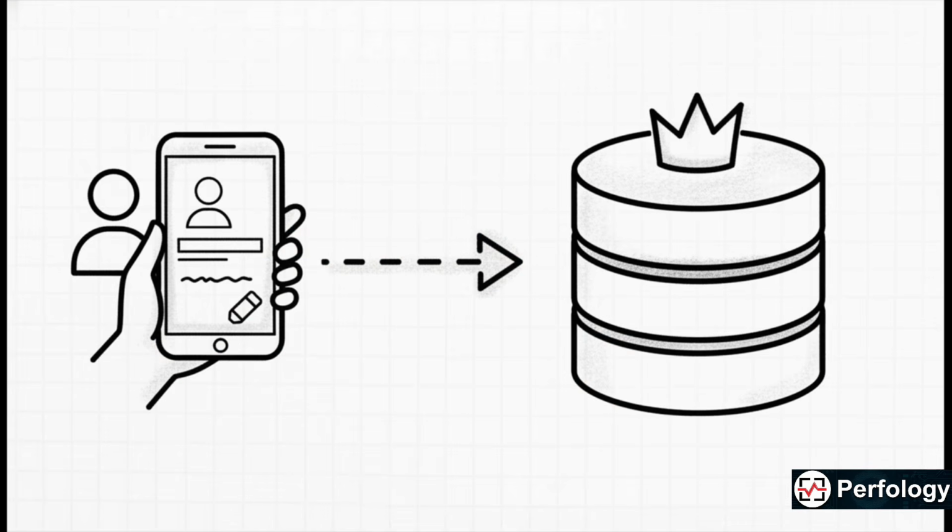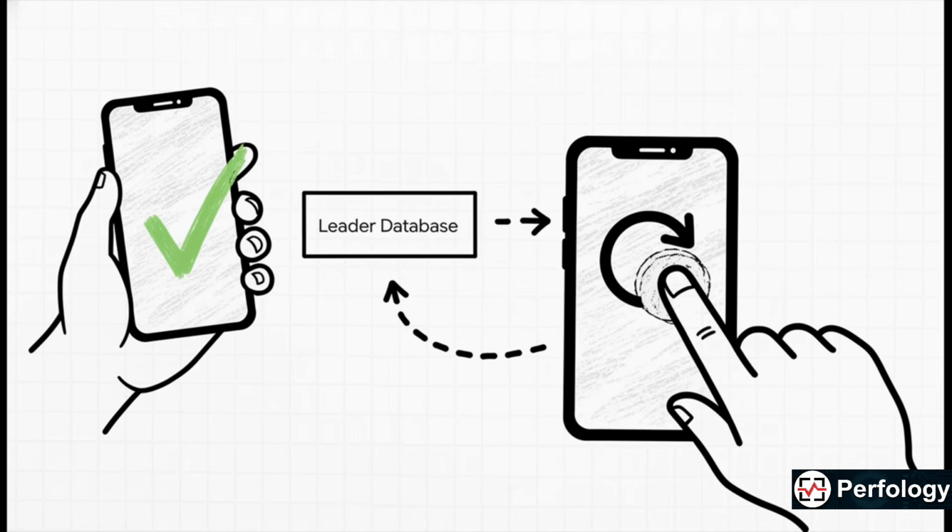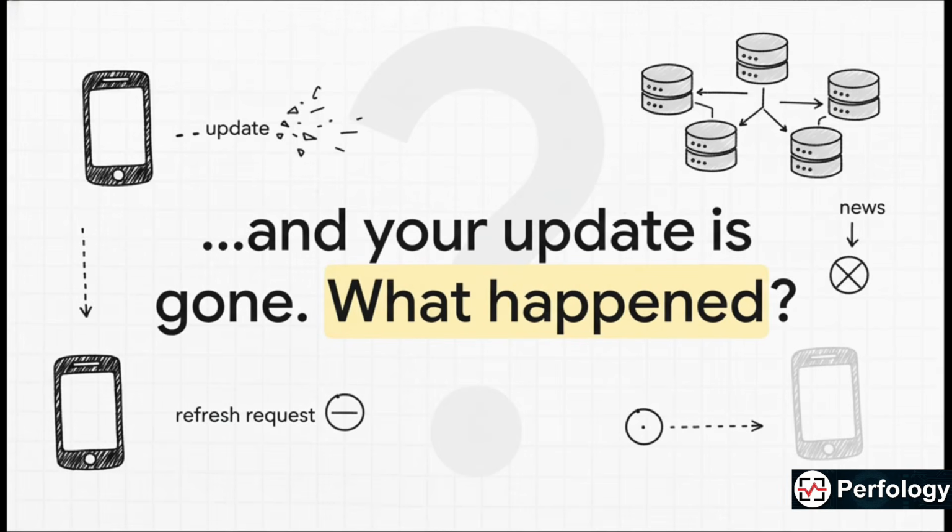To see what I mean, just imagine this with me. You're on some app, and you just wrote the most brilliant update to your profile. You hit save. That write request goes straight to the leader database. The leader confirms it almost instantly. So you're feeling pretty good about yourself, and you immediately hit refresh to go admire your own handiwork. And your update isn't there. It's just vanished. What happened?